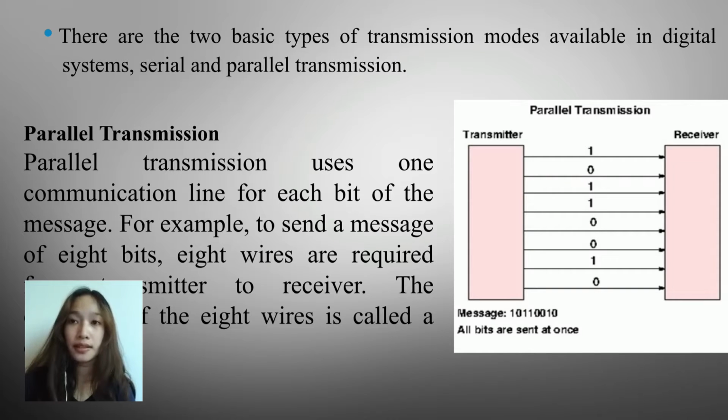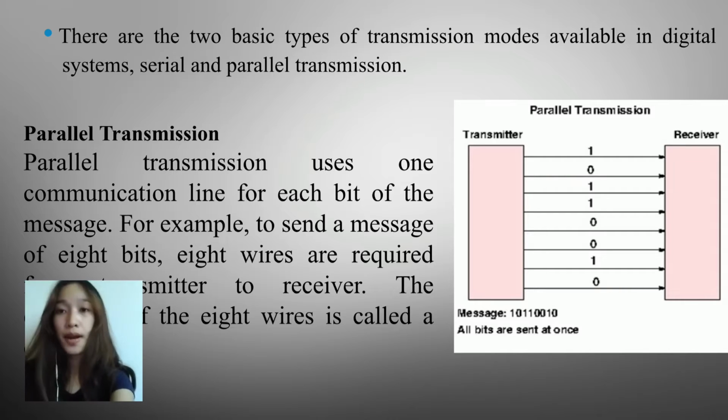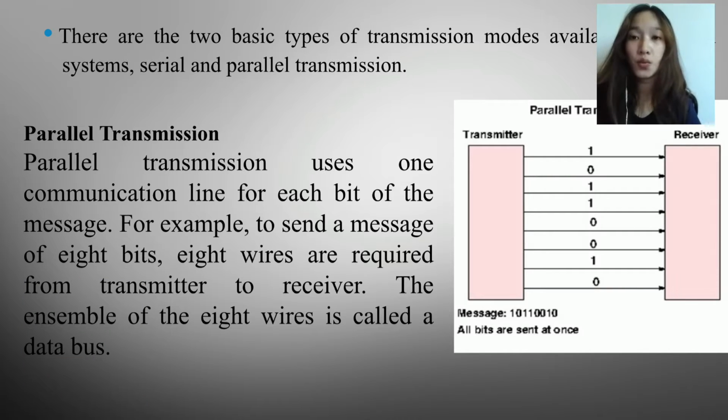There are two basic types of transmission modes available in digital systems, which are the serial and parallel transmission. So, parallel transmission uses one communication line for each bit of the message. For example, to send a message of 8 bits, 8 wires are required from transmitter to receiver. The ensemble of the 8 wires is called a data bus.